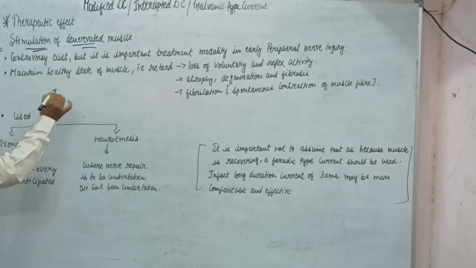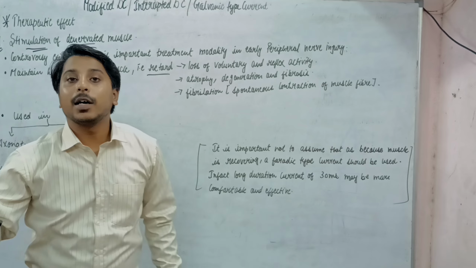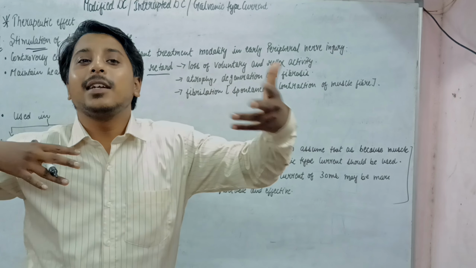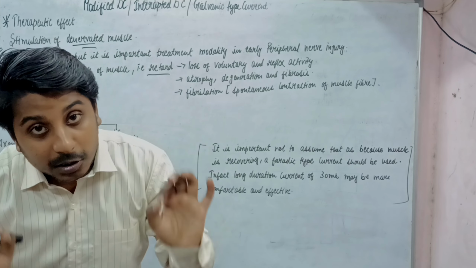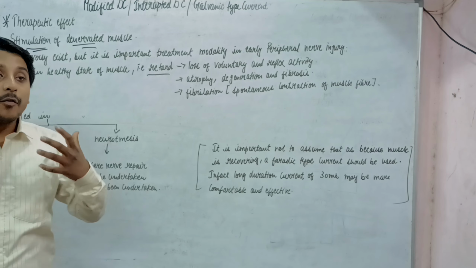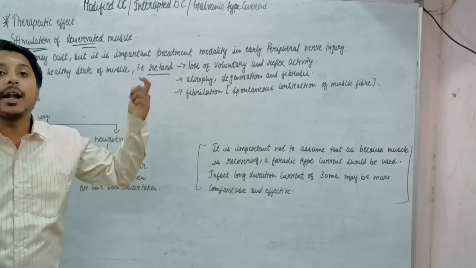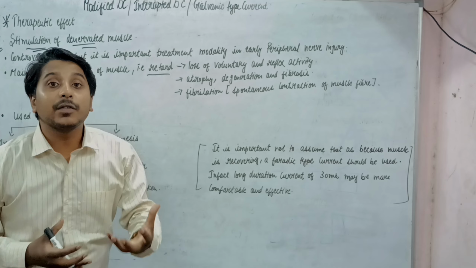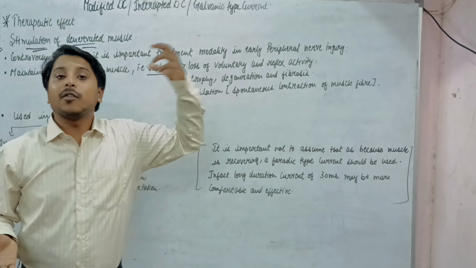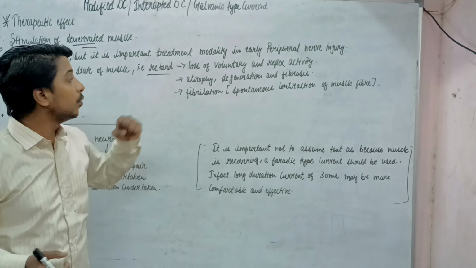Maintain healthy state of muscle, that is, it retards. See, in simple words I am saying that a lot of controversies occur about whether it should be used or not, but still it is used a lot in case of peripheral nerve injury. Why? Because it helps to reduce the loss of voluntary activity and reflex activity. Because if there is injury to a nerve, definitely the voluntary activity and reflex activity will be reduced, and to prevent the further loss we use it.